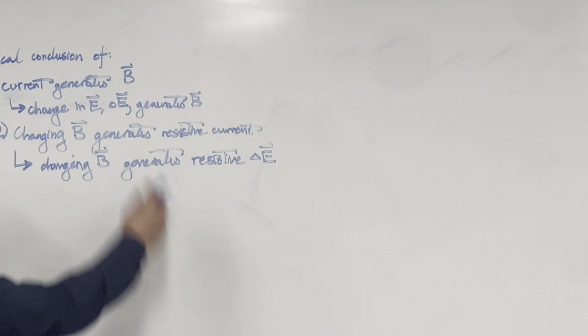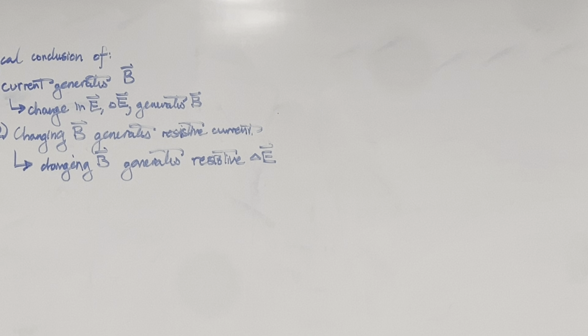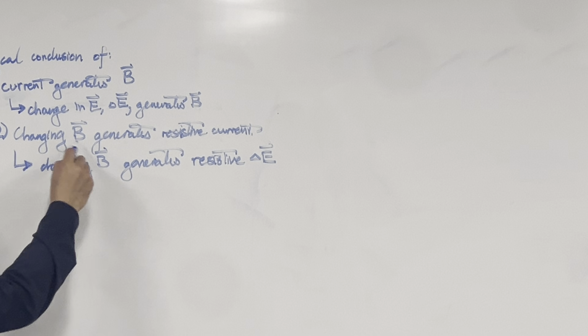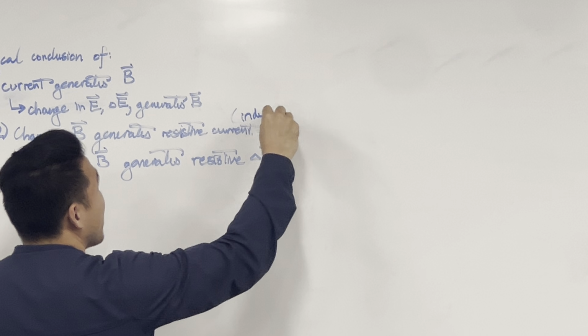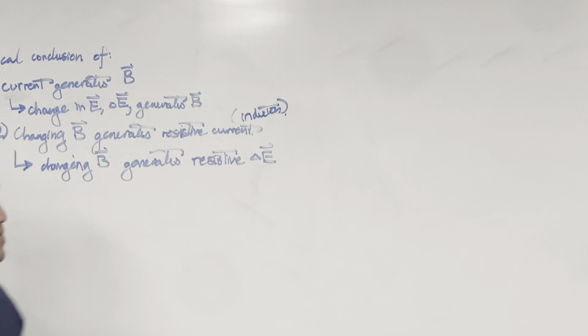So current generates a magnetic field. We discussed that. You use the right-hand rule, right? Current with the thumb, and the curl of your fingers is the magnetic field. And a changing B generates a resistive current. This is simply the idea of induction that we've been discussing. Induction.